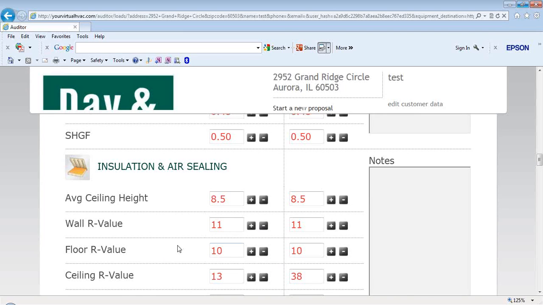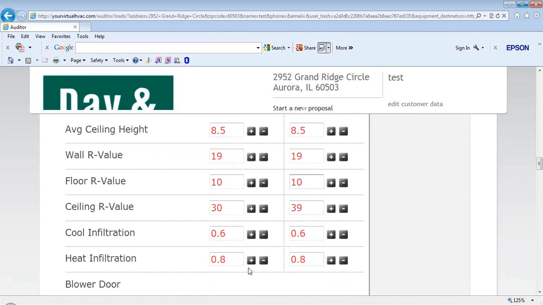If I want to insulate and air seal the home itself, I can do that. In this case, I have 19 in the wall, and what did I say, 30 in the ceiling. So I'm going to make those 19 and 30. Actually, I'll make it 19 and 39, which I believe would be current construction.